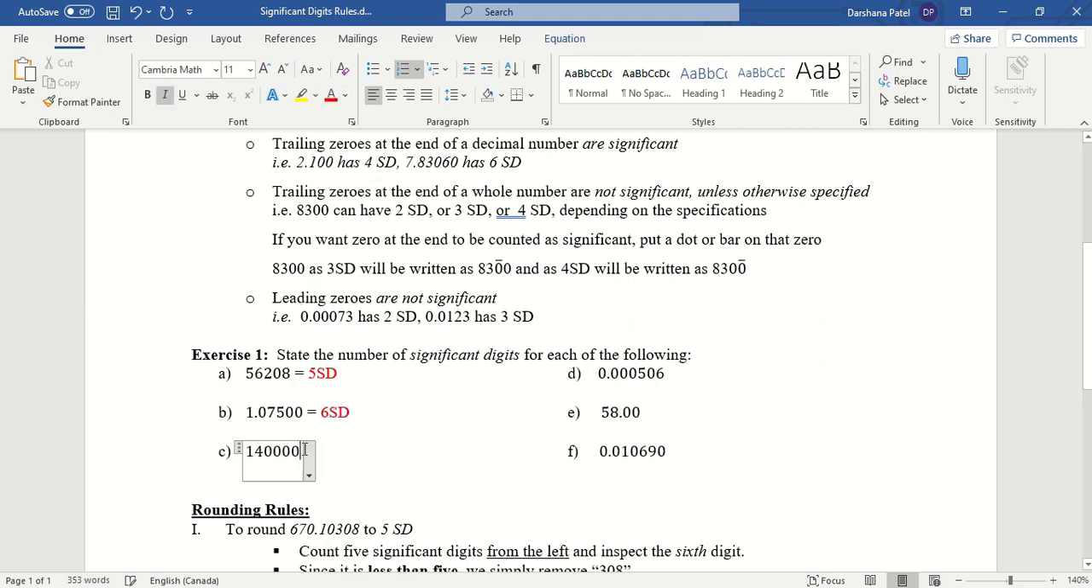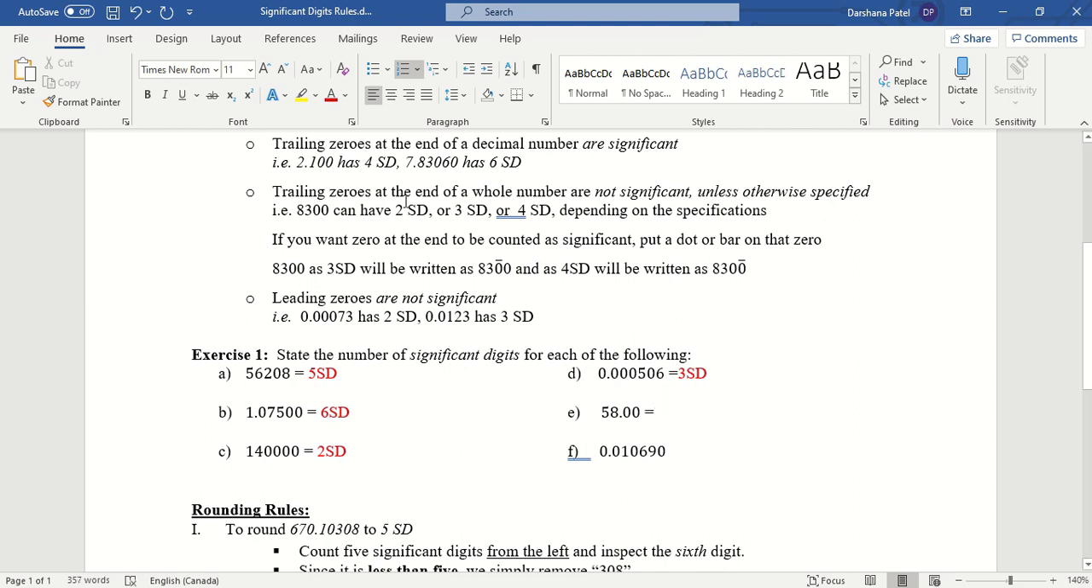For this one now, 140,000, it has no decimal in it and it has no bar on any 0. So the only significant digits it will have are 2, for 1 and for 4. Next one then, 0.000506, the leading zeros are not counted, and then 506. So in total it will have 3 significant digits.